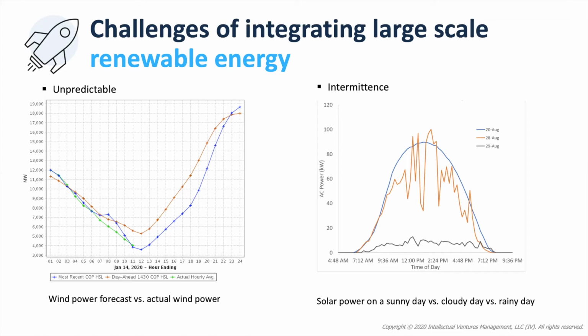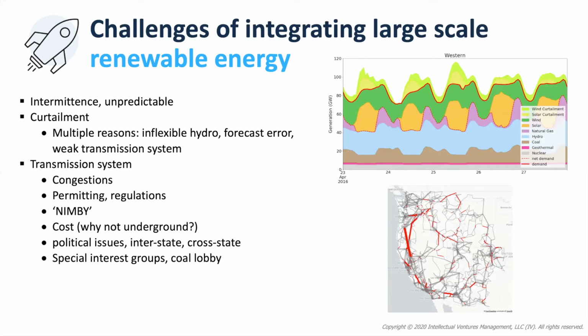So these are just a few problems. Other problems are that we have a transmission system that is not optimized, and this can cause congestion. It can also cause curtailment. Curtailment means that we produce a certain amount of power, but this power cannot be delivered to the user, or it's just too much. This is called curtailment, basically waste of electricity.